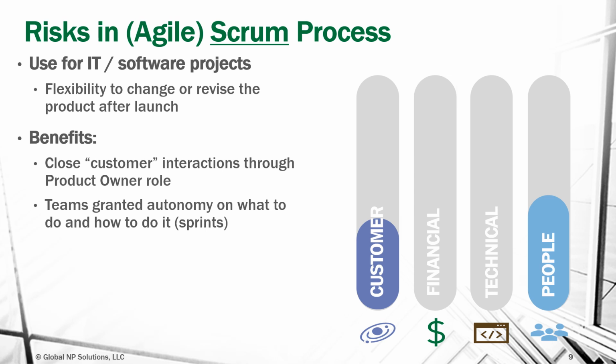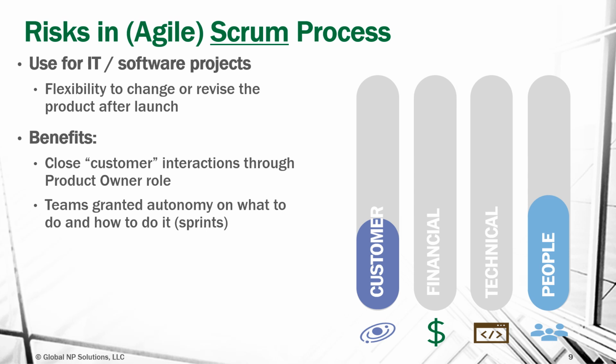Say you're constructing a high-rise building. Having flexibility during the construction phase might be useful for the team, but it's very, very difficult to implement once you have steel in the ground. The benefits of Agile and Scrum processes then are that we have very close interactions with a customer. Typically, that customer is represented in an Agile or Scrum process through the product owner role.